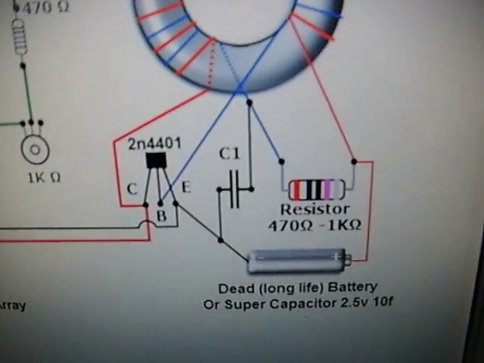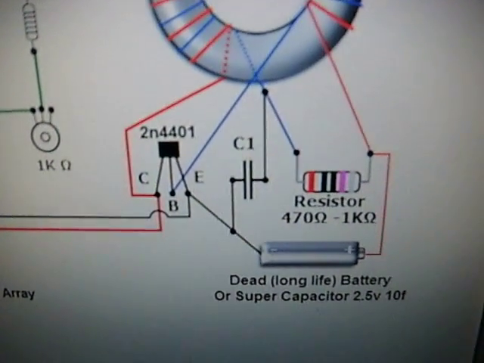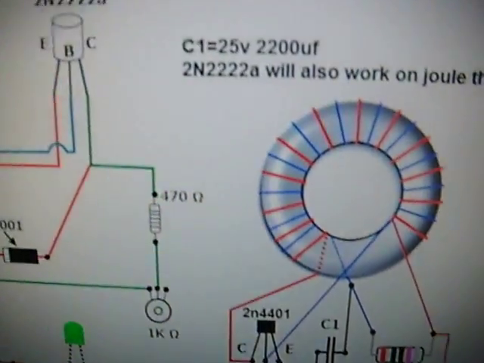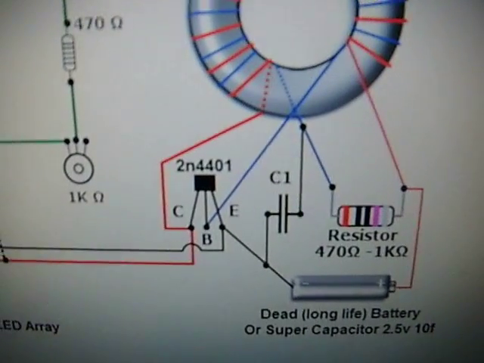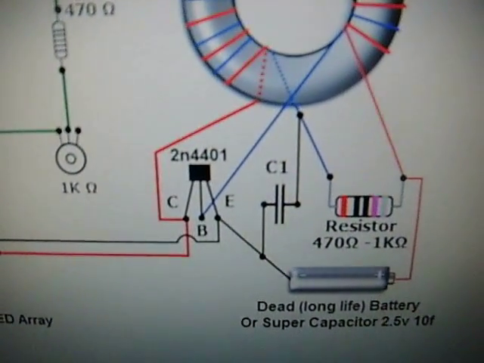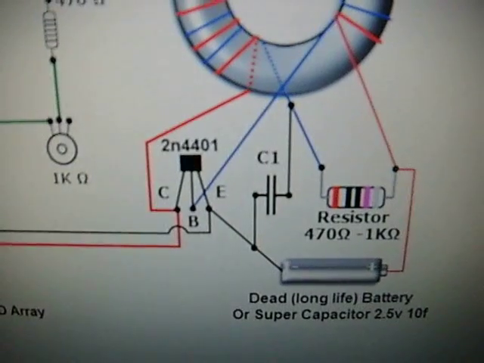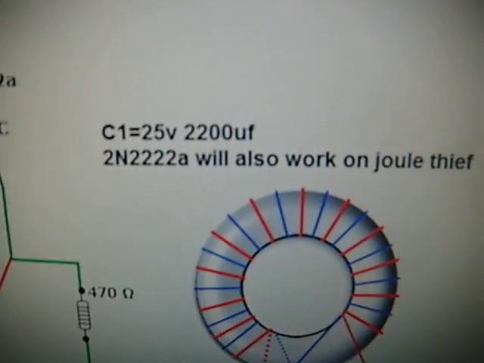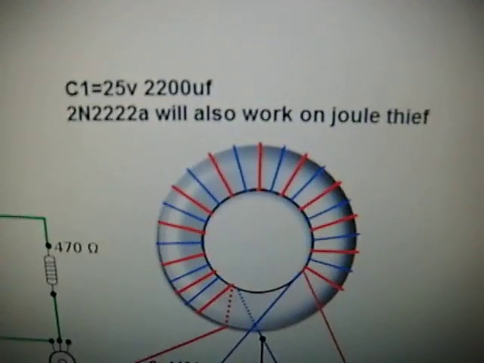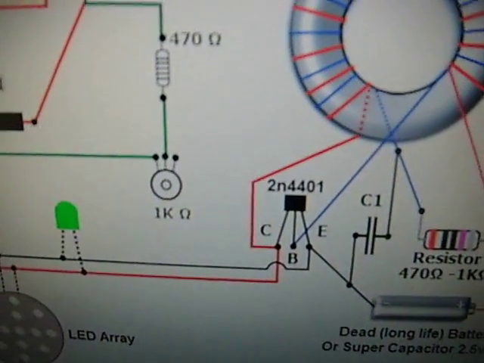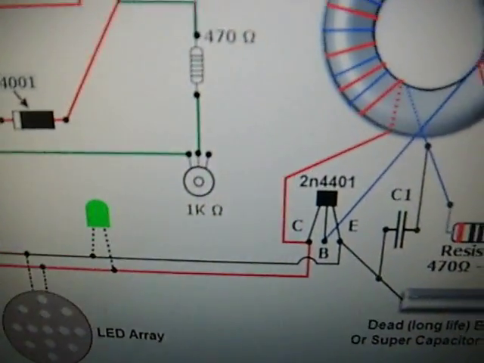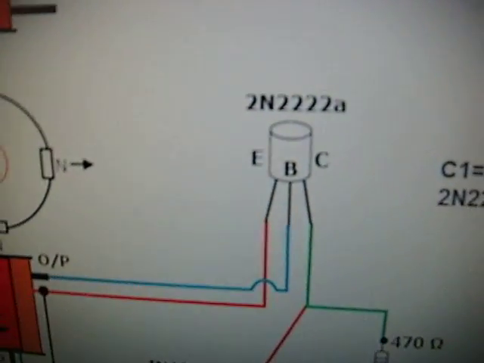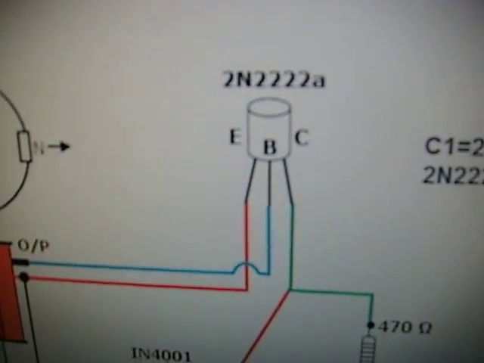But the only difference is I've added a super capacitor where the dead battery should go, and I've put a C1 capacitor there, which is a 25 volt 2200 uF. There it is there, and that's it. I've put a 2N4401 instead of the quadruple 2A.